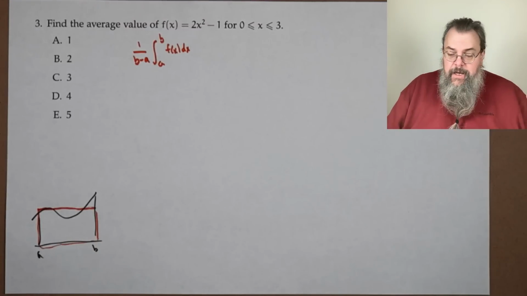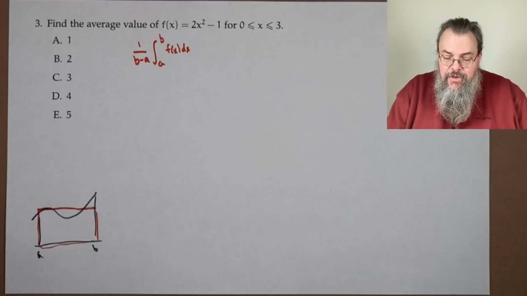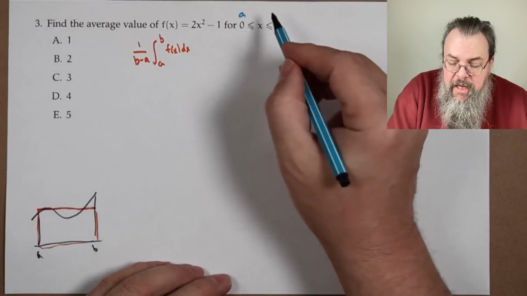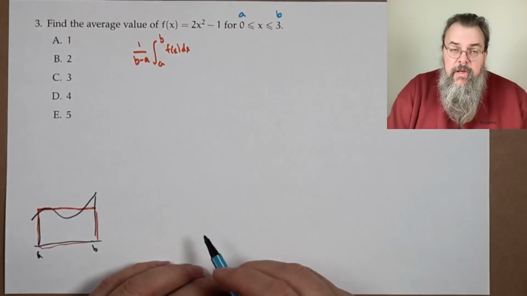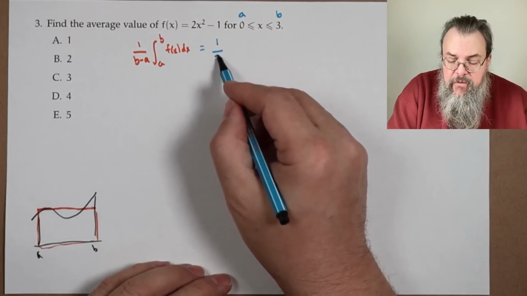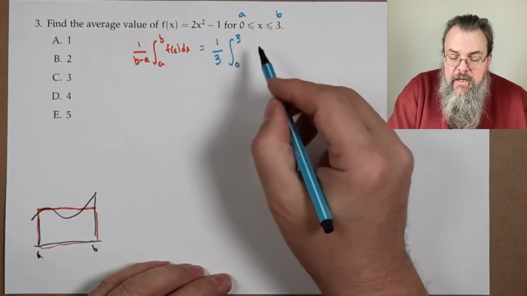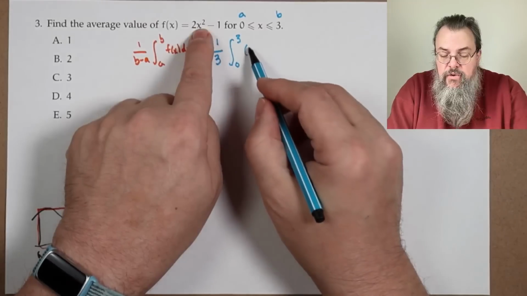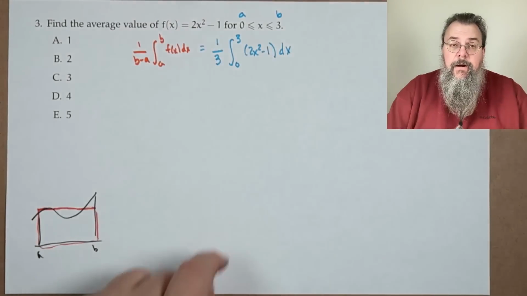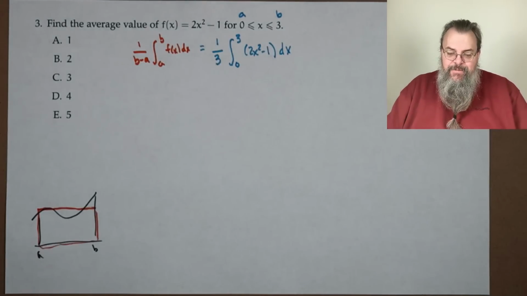All right, well, now we plug it in for our specific case. So we know A and B. Those are our start and end points. So we're going to have 1 over 3 minus 0. So all right, that is 1 over 3 times the integral from 0 to 3 of the function 2x squared minus 1. All right. And, well, the last thing for us to do is to actually carry out this computation.